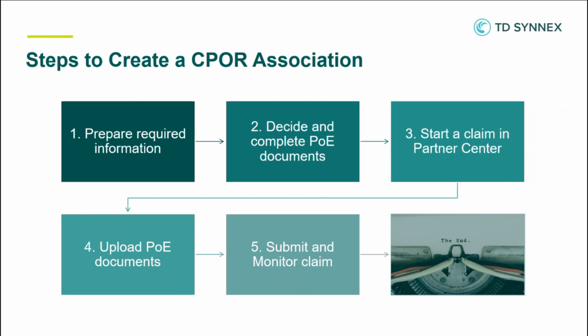Now, let's talk about the steps to creating a CPOR association. So the first thing you're going to do is prepare required information. You're going to have to decide on the proof of execution documents and complete those. You'll start the claim in Partner Center, upload the PO documents, and then submit your claim and monitor it.